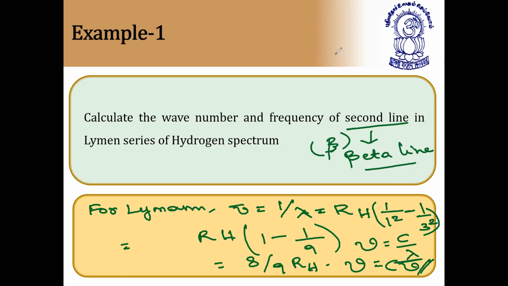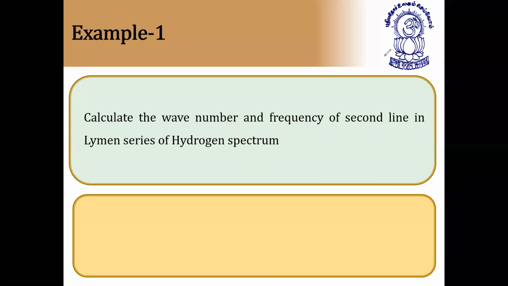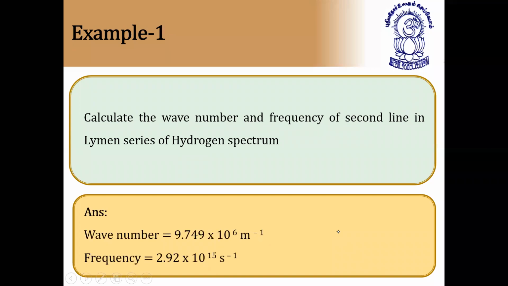So work it out yourself. This is example 1. I'm giving the direct answer. Wave number is equal to 9.749 into 10 to the power 6, and frequency is equal to 2.92 into 10 to the power 15 second inverse.